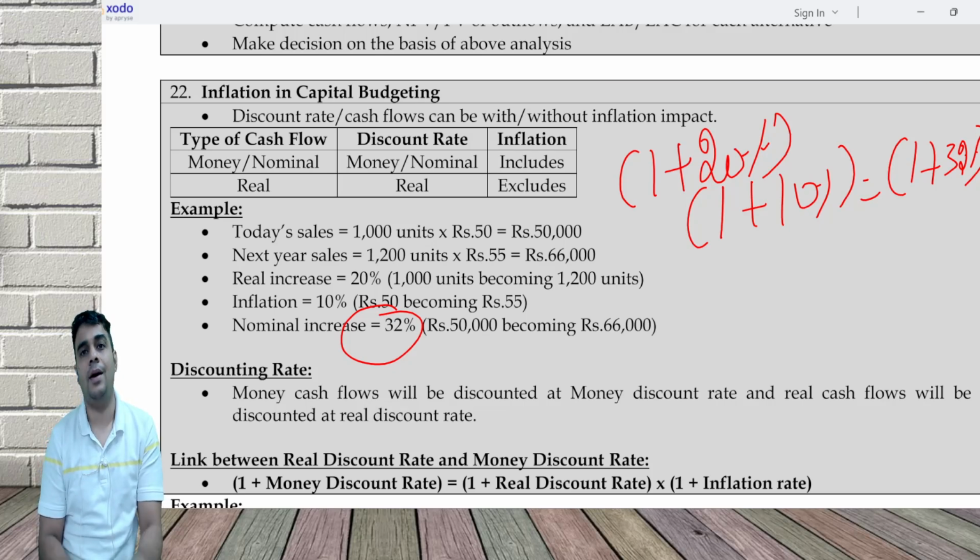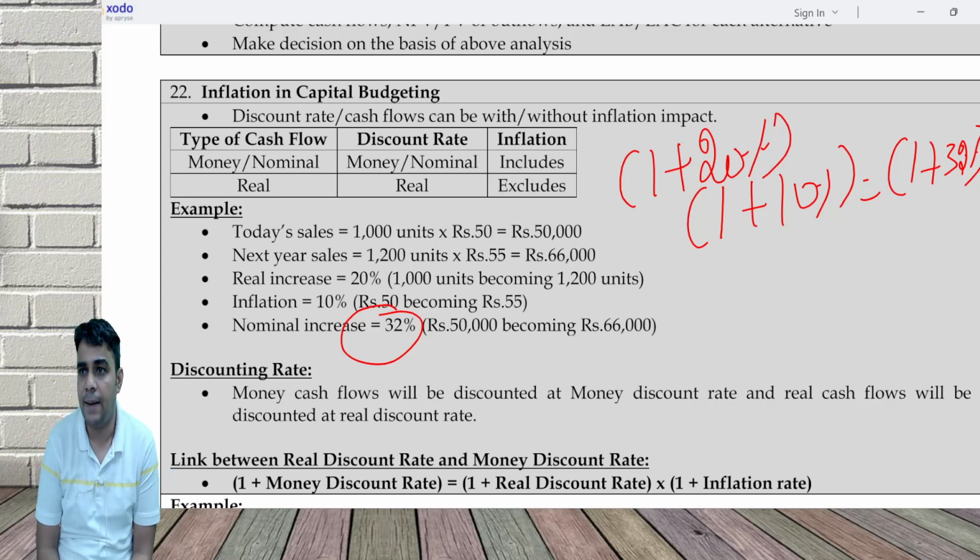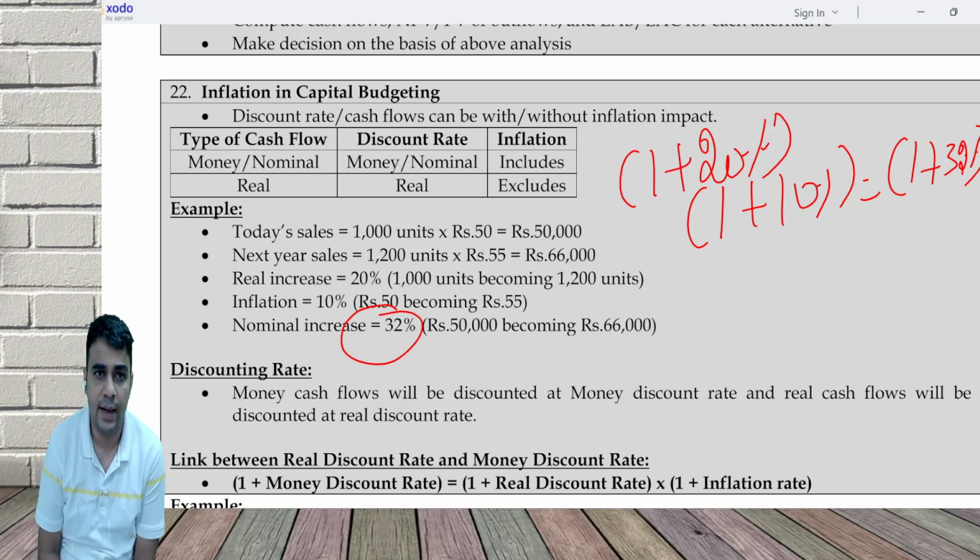Okay, let's now continue with the discussion. I started with inflation and capital budgeting. Let me quickly do that again. What is inflation and capital budgeting? The cash flows which are given can include inflation, or can exclude inflation.